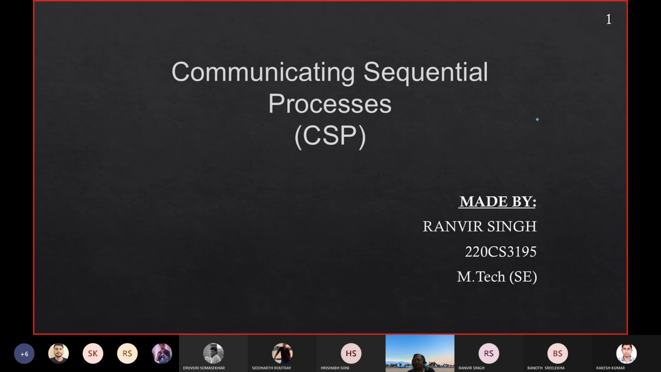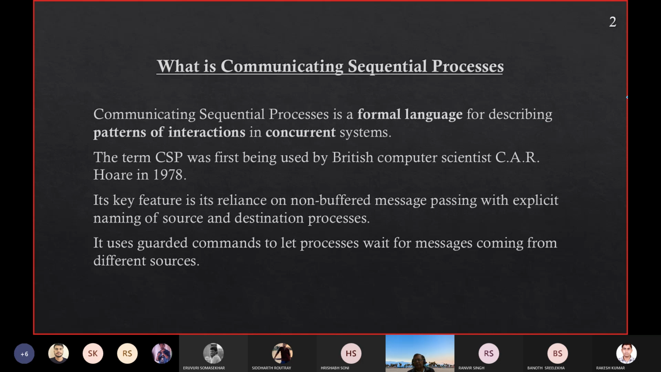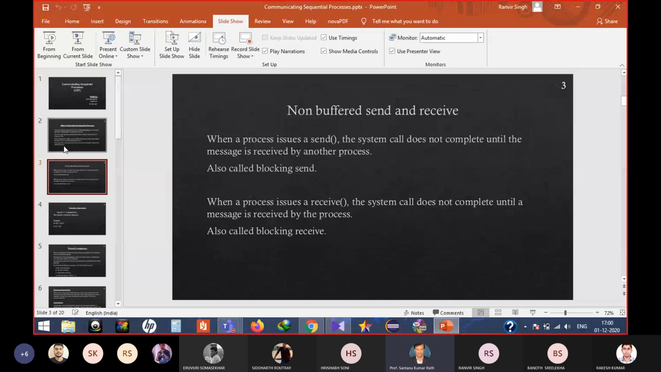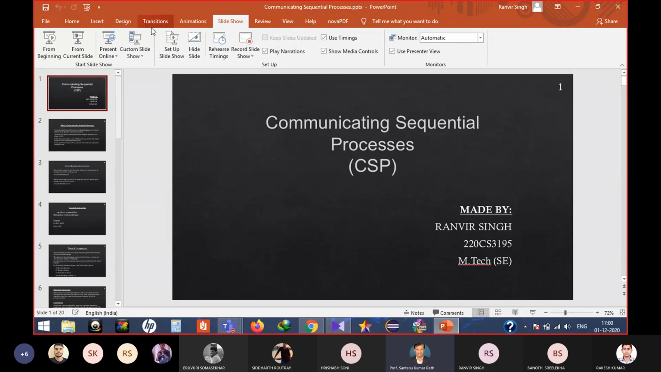Next, okay, sir. The topic is CSP, communicating sequential processes. So what is CSP? Change the background to white. Black is painful to the eye.